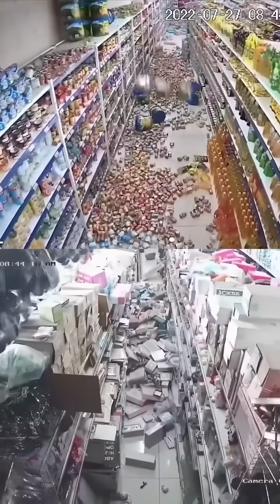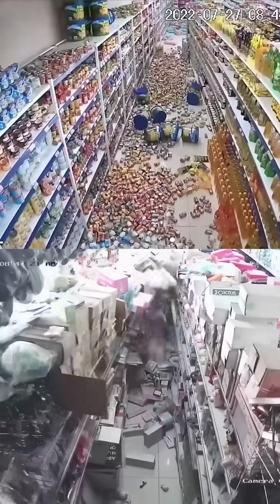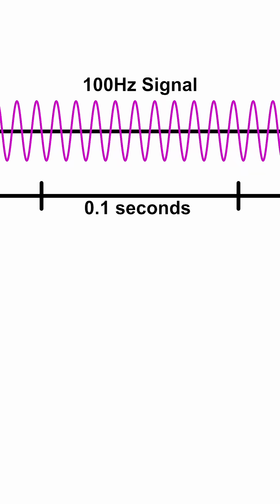If the ground is shaking at 100 times per second, how many times per second do you think we need to record it to be able to replicate that signal? Well, you might think 100 times per second because that's how quickly it's moving. Let's look at this as a simplified 100 Hertz sine wave.